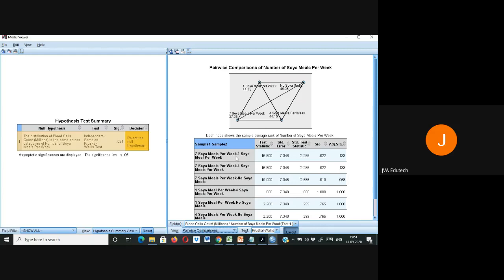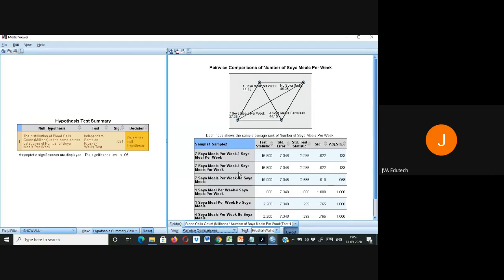I think there is a kind of confusion. If you see this pairwise comparison, if you compare two groups, we are now comparing the number of groups. There was one group where people were given 7 soya meals and then 1 soya meal per week was the second group. We compared them, and we found that if the person is fed on 7 soya meals and the other group fed on 1 soya meal, there will be a significant difference. If a person is fed on 7 soya meals and a person is fed on 4 soya meals, there will be a significant difference.